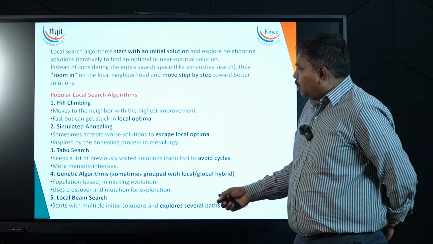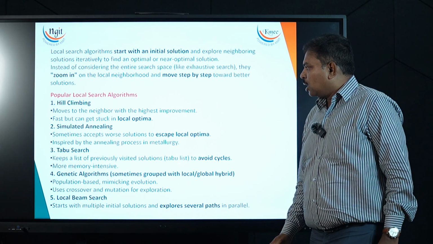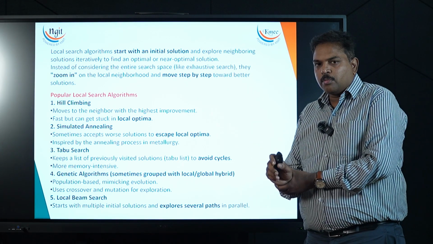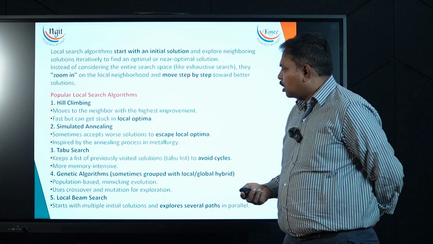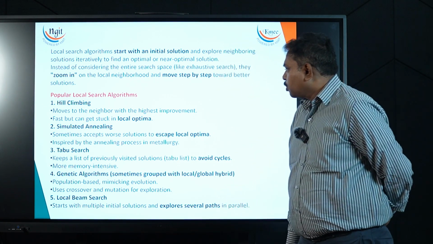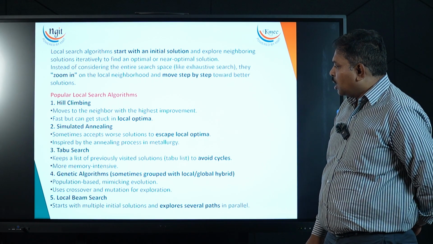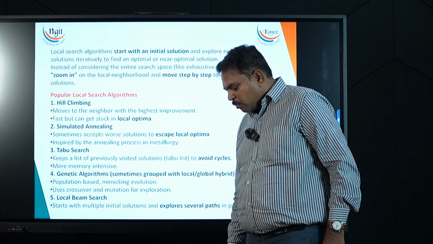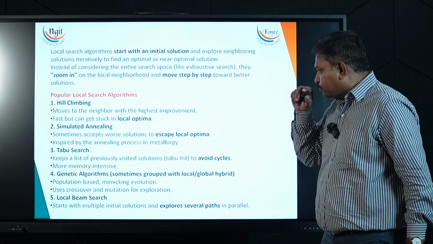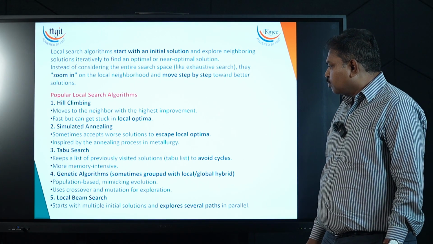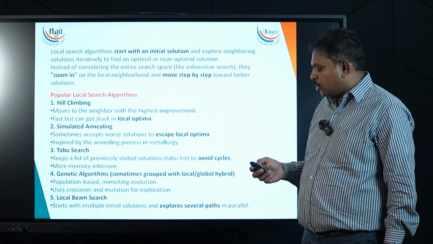The first algorithm, which I discussed in previous sessions, is the hill climbing algorithm, which mimics the hill climber approach. Here, the climber is nothing but an algorithm trying to solve the problem. Another is simulated annealing, which is inspired by the annealing process in metallurgy. And we have tabu search, where we keep a list of previously visited states, and genetic algorithms, and local beam search algorithms. Generally, these five algorithms are used for solving optimization problems.